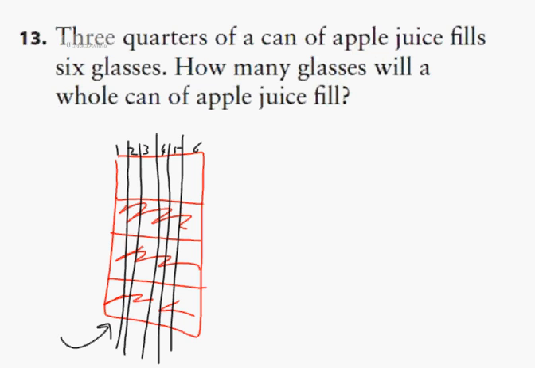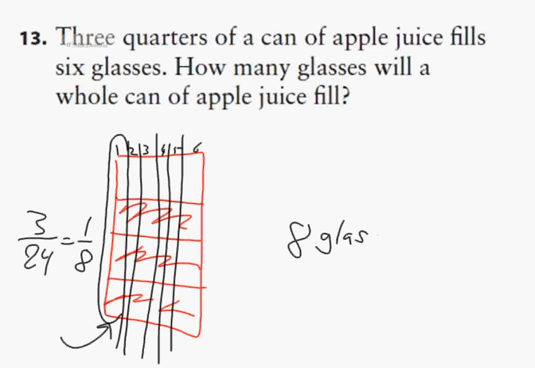So the denominator was 4, now it's 24. And glass number 1 took 3 parts of 24, or in lowest terms, 1/8 of a can. To fill a glass, it takes 1/8 of a can. So if 1 glass is 1/8 of a full can, how many glasses would a can of apple juice pour? 8 of them. Right, 8 glasses. Since 1/8 of a can is 1 glass, if I multiply this by 8, that would be 1 can. And that's it, right?